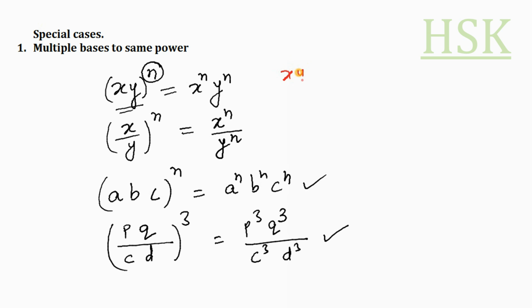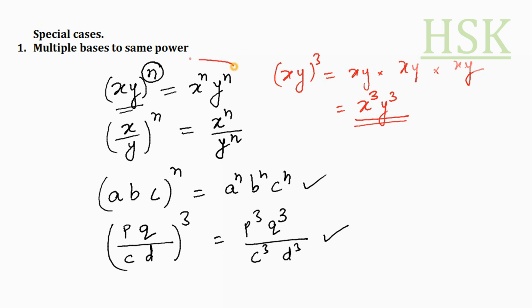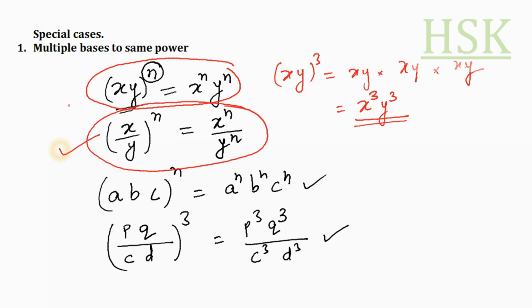Suppose I have xy to the power of 3. xy to the power of 3 means xy into xy into xy, 3 times. Now because x is multiplied 3 times, I can write this as x cube. y is multiplying 3 times, I can write this as y cube. So this will be equal to x cube into y cube. So xy whole cube is equal to x cube y cube. This implies that this law, xy whole to the power of n, is valid for all similar values.